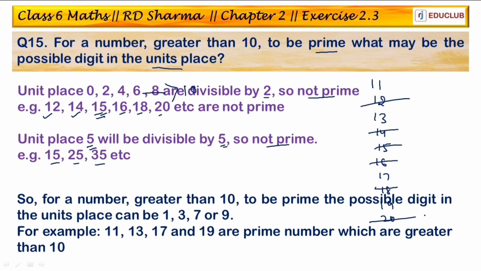What can be the unit digit of such a number? 1 can be there, 3 can be there, 7 can be there and 9 can be there. So 1, 3, 7 and 9. For example, 11, 13, 17 and 19 are prime numbers which are greater than 10.